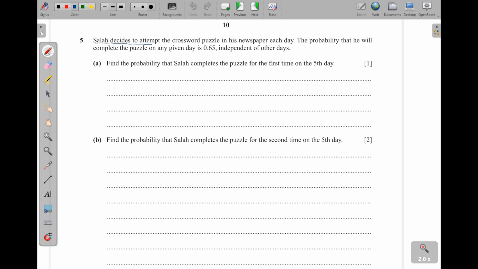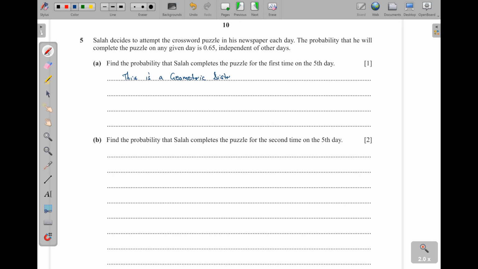Number 5, Salah decides to attempt the crossword puzzle in his newspaper each day. The probability that he will complete the puzzle on any given day is 0.65, independent of the other days. That means it can either be a binomial or a geometric distribution, because the events are independent and the experiment is repeated. Okay. Then part A, find the probability that Salah completes the puzzle for the first time on the 5th day. For the first time on the 5th day. This means this is a geometric distribution. Okay, this is a geometric distribution.